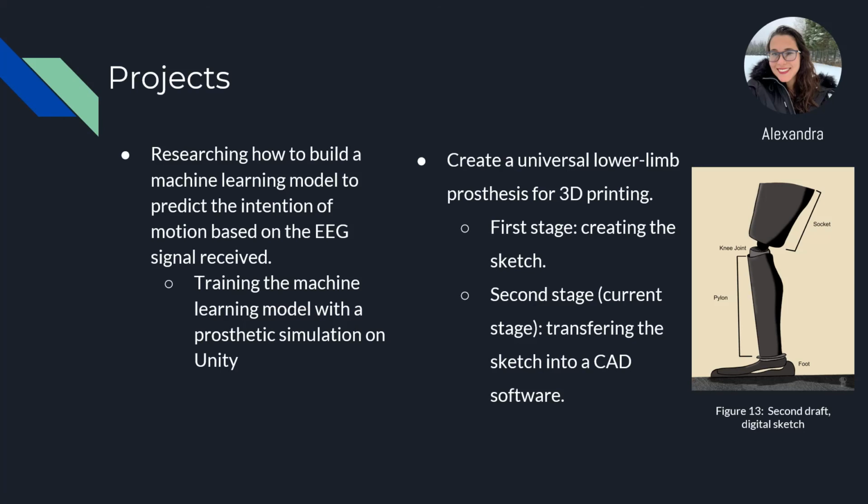The project consists of creating a universal lower limb prosthesis for 3D printing. First stage is creating the sketch. Second stage is transferring that sketch into a CAD software. A more detailed sketch will include the details of the knee and ankle.